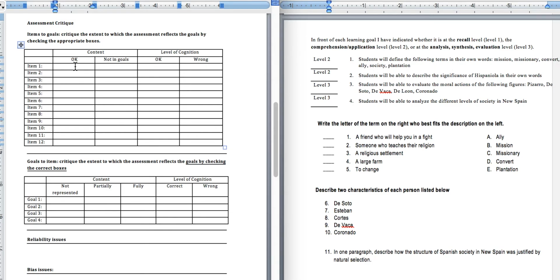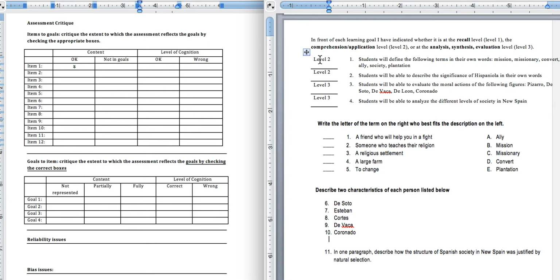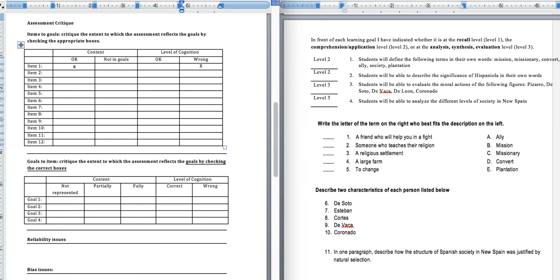If it's in the goals, it should be on the test because maybe you had a reason, maybe you didn't get to it last time. We're just going to assume that you had a reason. So we're going to say that it's okay here. Just put a check there. And then I ask myself, I have a level 2 goal. Is this a level 2 comprehension or application type item? In fact, it is not, because this is exactly how it is defined in the book, so I would put in wrong. I go on to the next one, someone who teaches their religion.